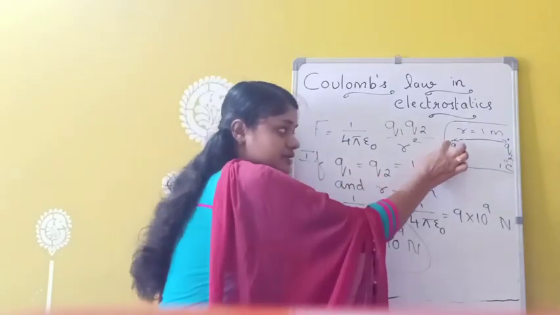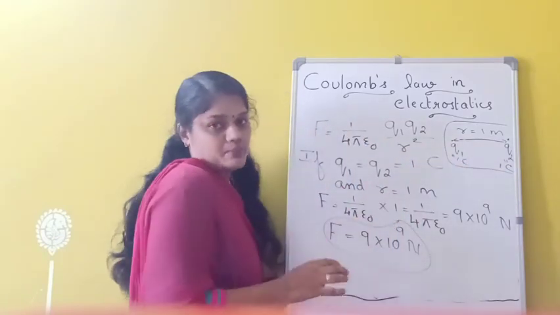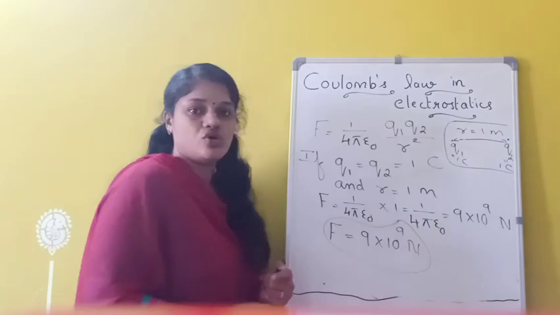So repulsion means here both the charges I am taking as positive charge. So both are positive means the force will be a repulsive force. So thereby we can define 1 coulomb.